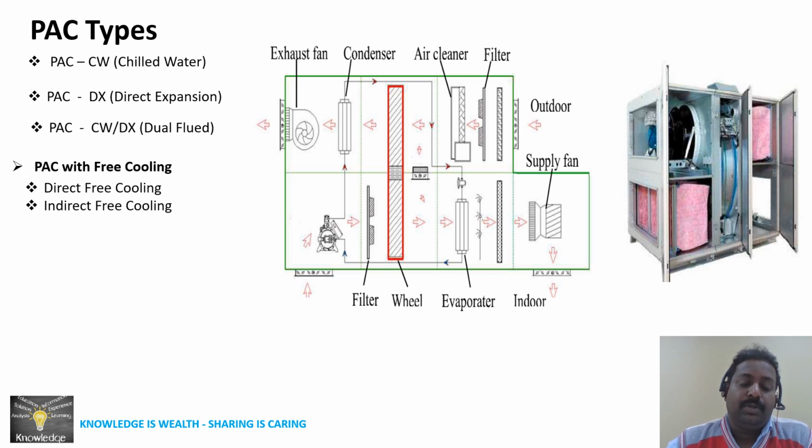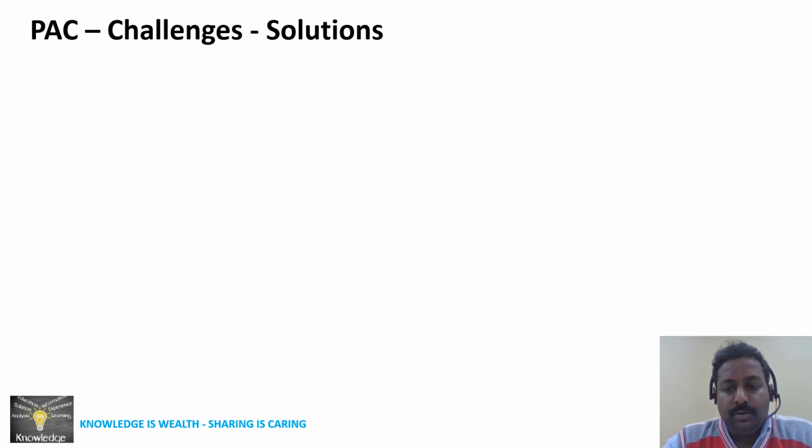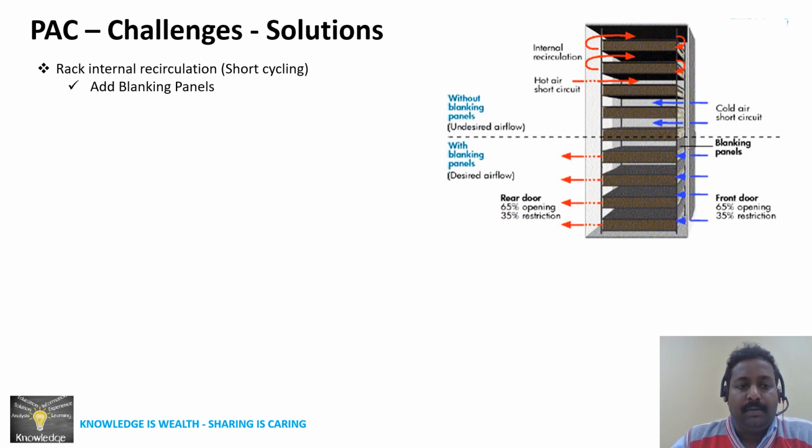that is why most data centers and lab infrastructure have PAC units not integrated with free cooling setups. Further to the PAC HVAC setup discussion, what are the key challenges and solutions? Let us go through them. One is rack internal circulation, or short cycling.